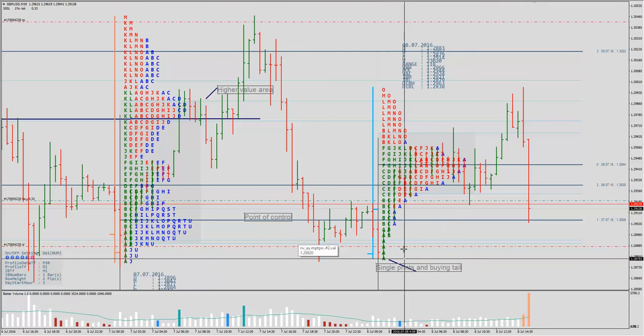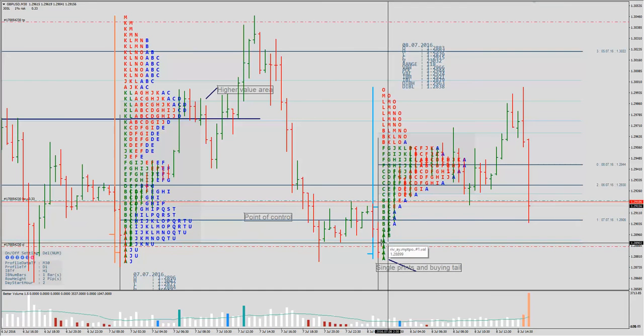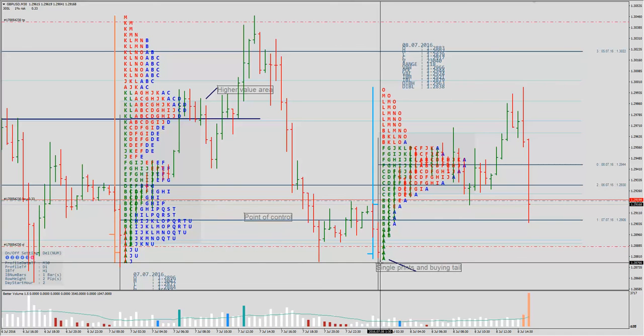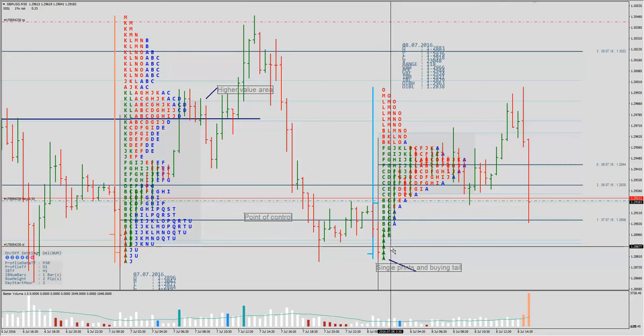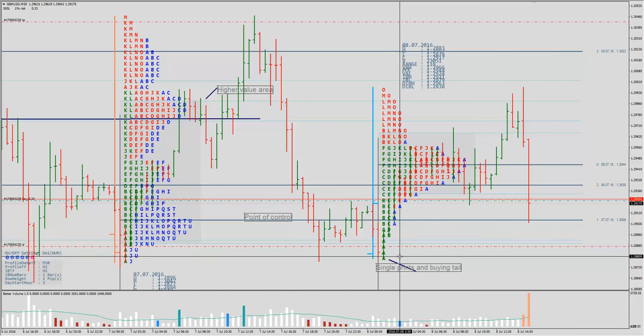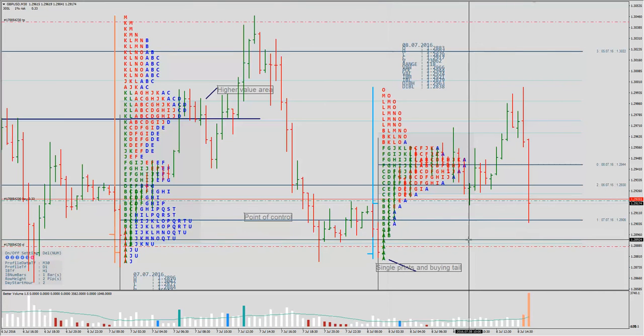Today in the Asia session, we see that there are, for example, some syndicate traders, since we got some single prints there, and these single prints are still holding, as you can see.